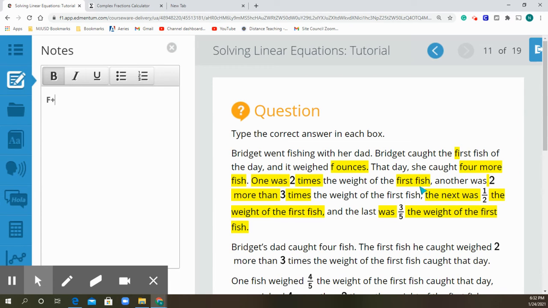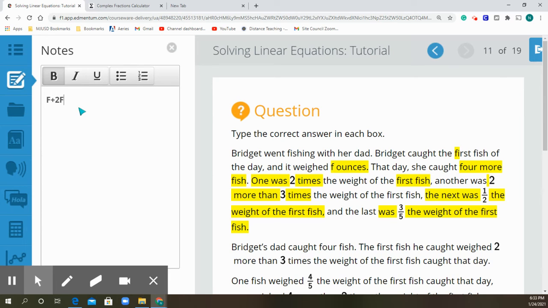So that's 2F, not 2 F's, but 2F. And then she caught another one that was 2 more than 3 times the weight of the first fish.